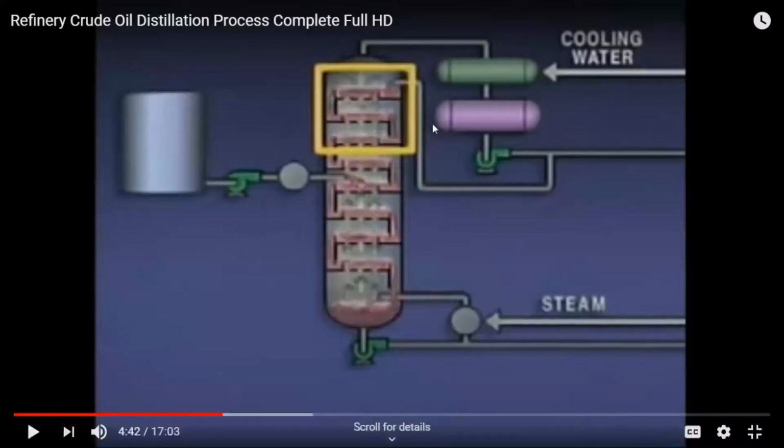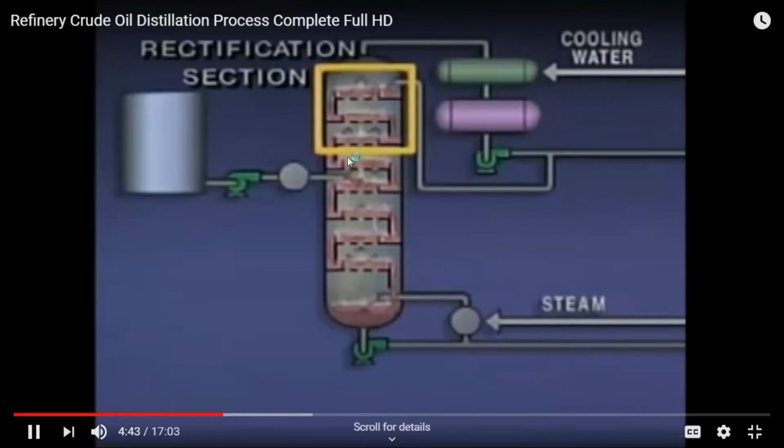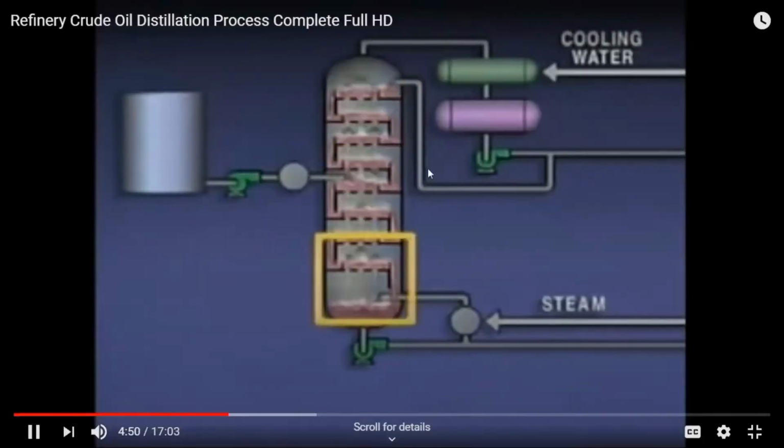So you've seen the flash zone. Because of time, I will just be cutting it intermittently. What you see inside here are the trays, and it's showing you how the fluids get to move inside the column. Okay. Now the middle area, we call it the flash zone.